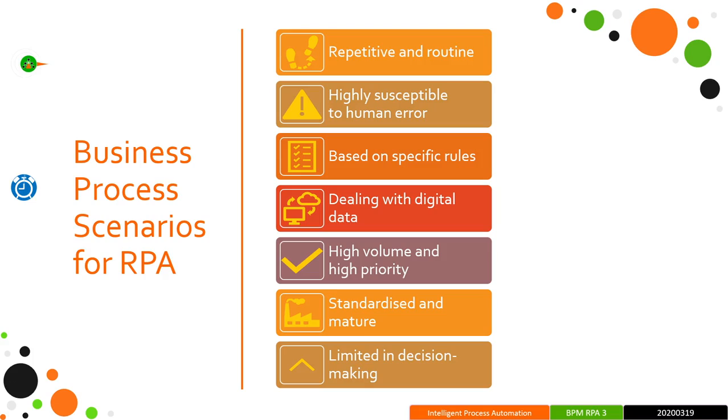Typical environments where robotic process automation offers substantial benefits are repetitive and routine tasks, highly susceptible to human error, for instance stressful environments, environments based on specific rules, where all data is digitized, where we have a high volume of repetitive transactions, where business processes are standardized and have matured, or scenarios limited in decision-making and do not require human interaction.